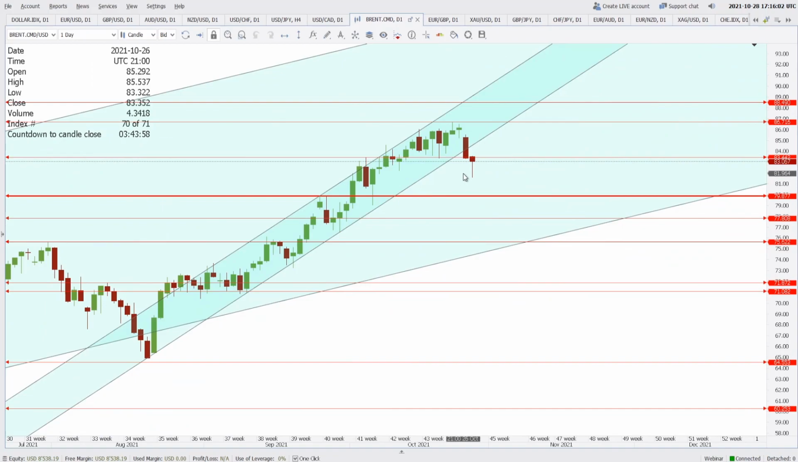In the Brent, although the Brent is going down now, when the Brent goes down, that means the fuel prices go down, and if the fuel prices go down, the Canadian dollar depreciates.